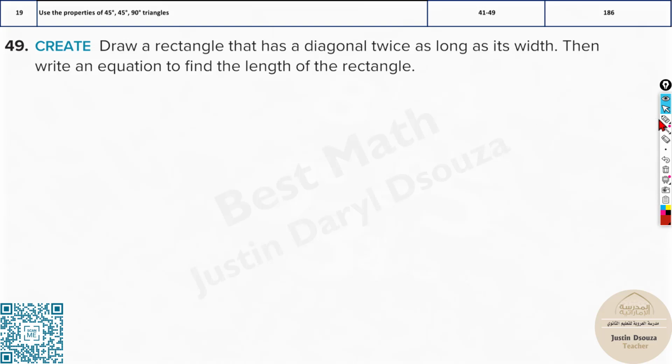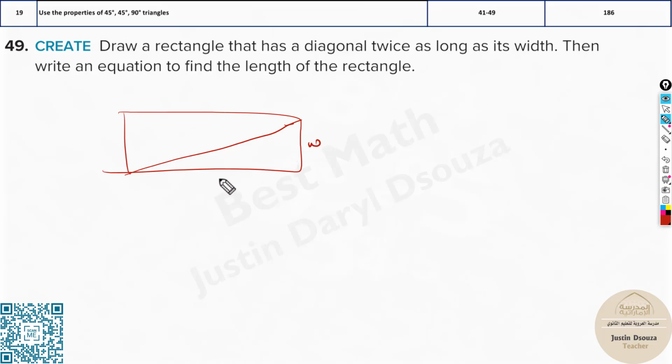The last one over here, we need to draw a rectangle. Let's draw a rectangle first, that has a diagonal. Imagine this diagonal is twice as long as its width. This will be the length. The diagonal, I'll take this as the hypotenuse. H is 2 times width. Then write an equation to find the length of the rectangle.